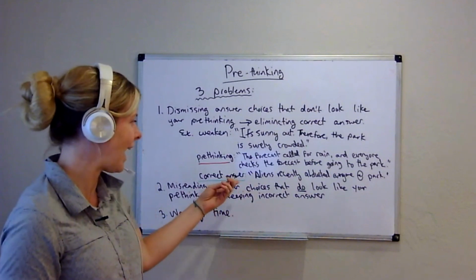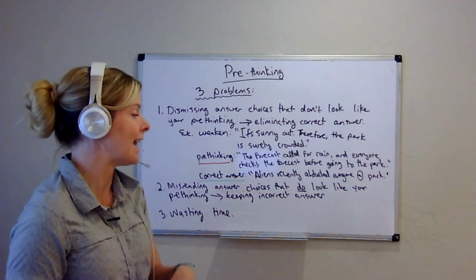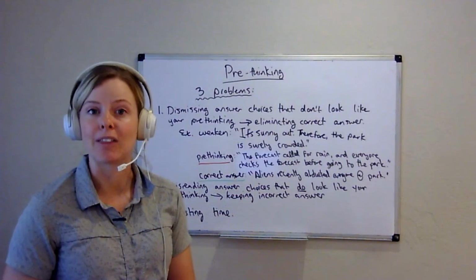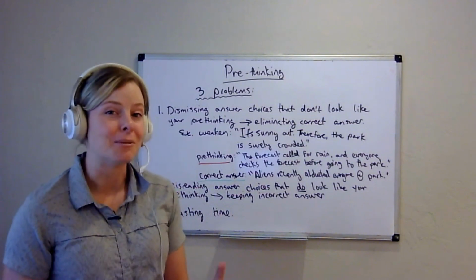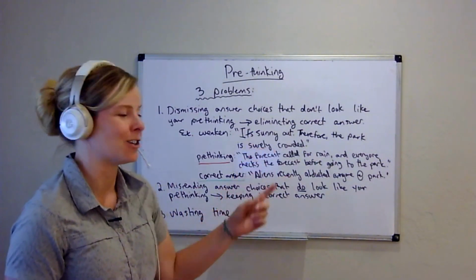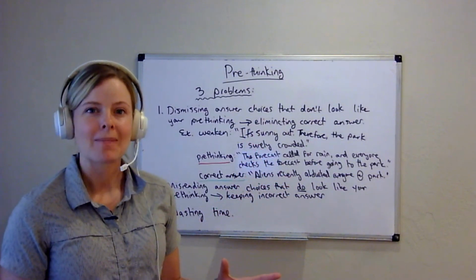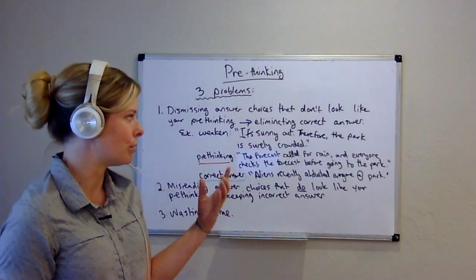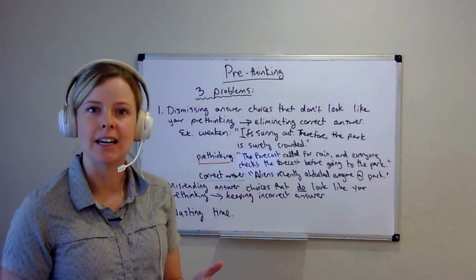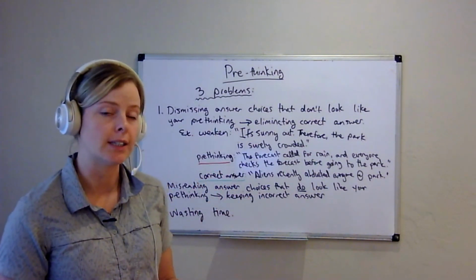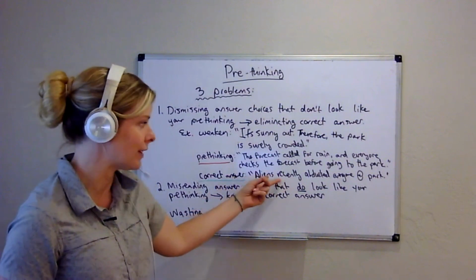But let's say that the actual correct answer is that aliens recently abducted everyone at the park. That would really, really weaken the argument that the park is surely crowded, and yet it has nothing whatsoever to do with the weather. So, what happens when you pre-think is that you kind of close your mind and you're just looking to match your answer choice instead of assessing what you're given, even if it looks nothing like what you expected.